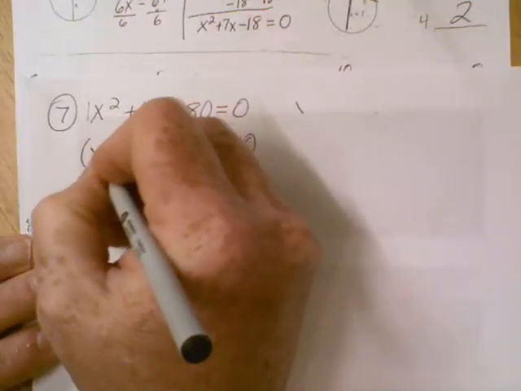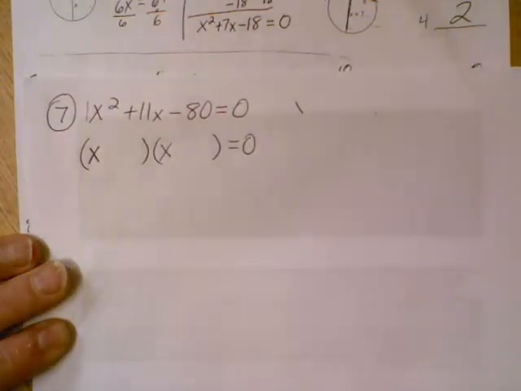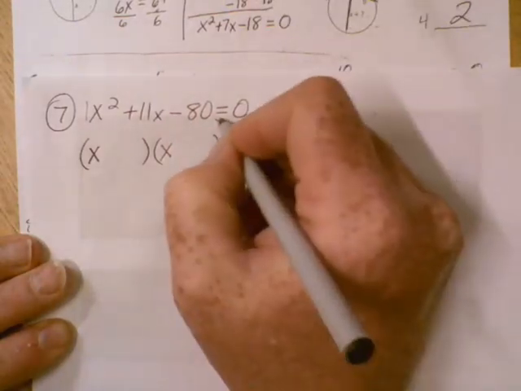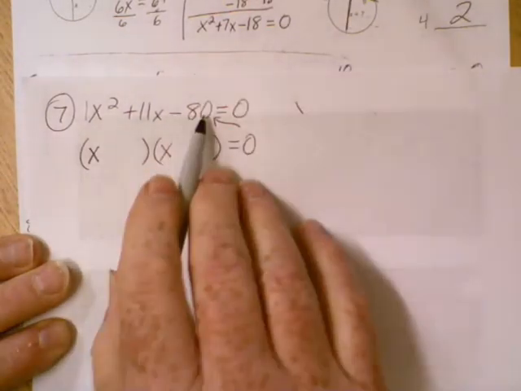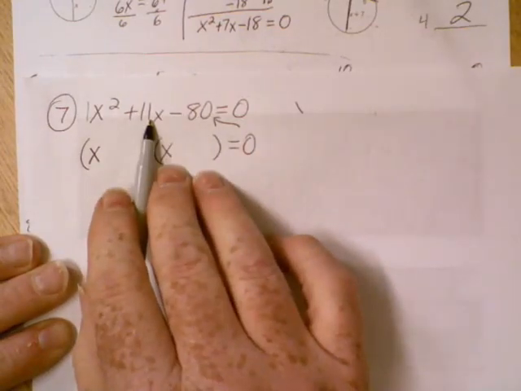And I know what this one is. So the x squared breaks down into x and x. You put those in the first spots in the parentheses. Then for the negative 80, we have to find the two numbers that multiplied together give us negative 80 and add together to give us 11.